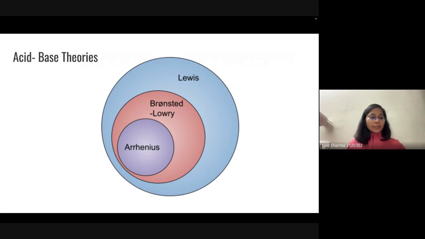So, what do you mean by this? Can anybody tell me about this? Why do we have the Venn diagram? In that Venn diagram, the smallest is Arrhenius, then the bigger is Bronsted-Lowry, and the biggest one is Lewis.